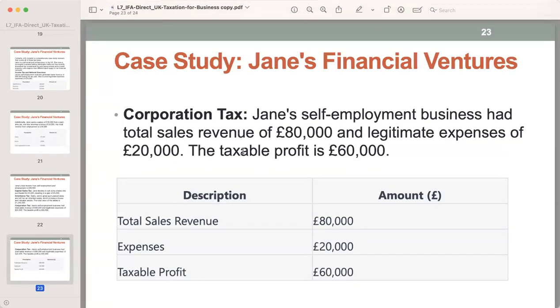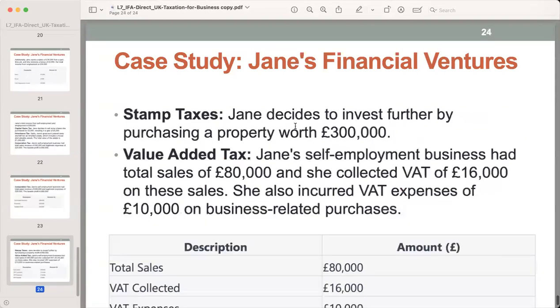So here is a calculation of corporation tax. The self-employment business had total sales of £80,000 and legitimate expenses of £20,000. The taxable profit is £60,000: total sales revenue of £80,000 minus expenses of £20,000 gives a total taxable profit of £60,000.